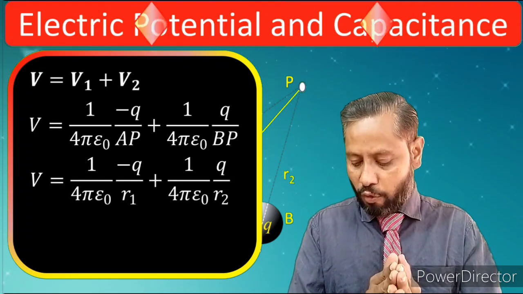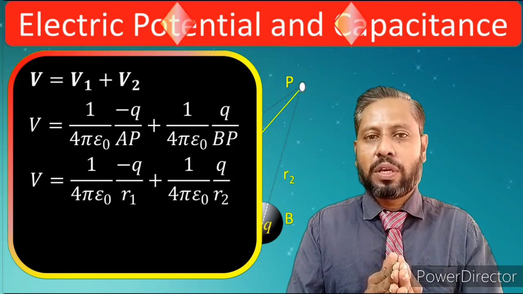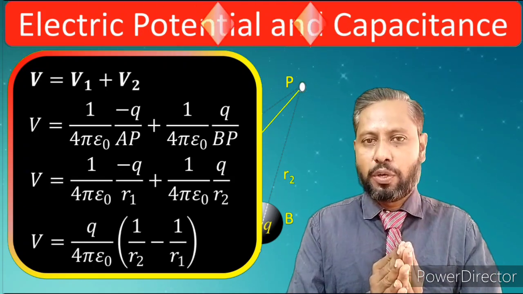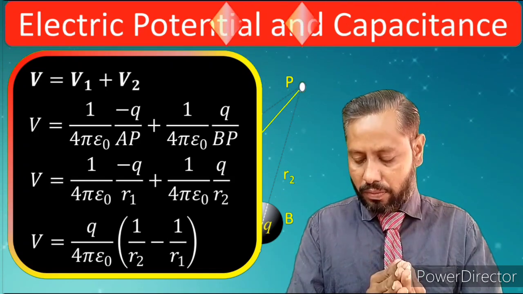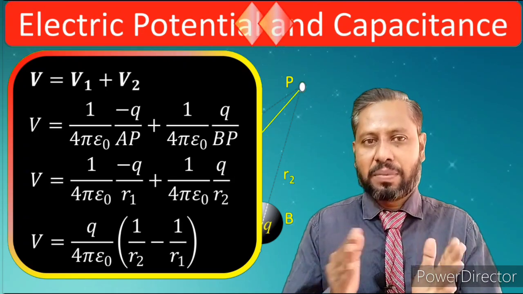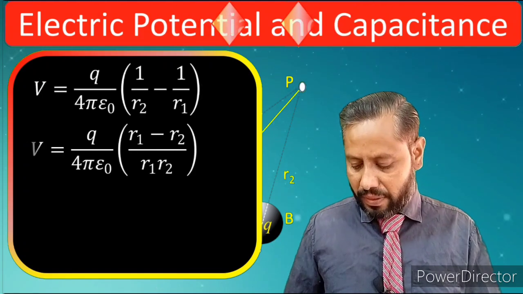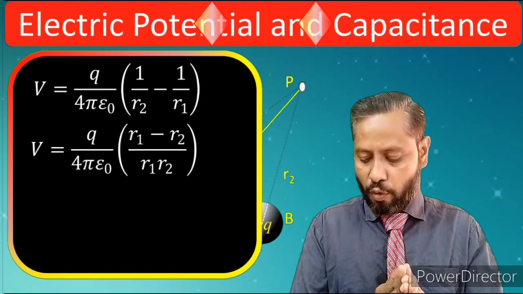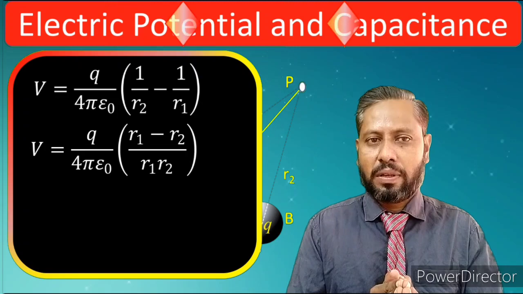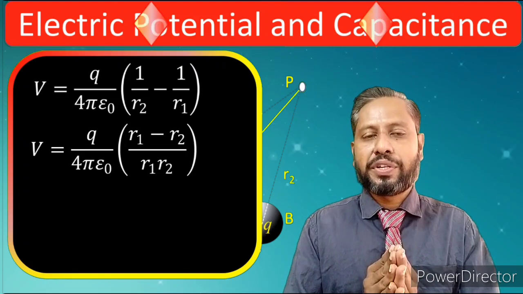So V will become 1 upon 4 pi epsilon 0 into minus q upon r1 plus 1 upon 4 pi epsilon 0 into q upon r2. Let's simplify. We can write V is equal to q upon 4 pi epsilon 0 in brackets 1 by r2 minus 1 by r1. I have just written the terms as per the sequence of the negative sign here. Further, we can write V is equal to q upon 4 pi epsilon 0 into (r1 minus r2) upon (r1 into r2).